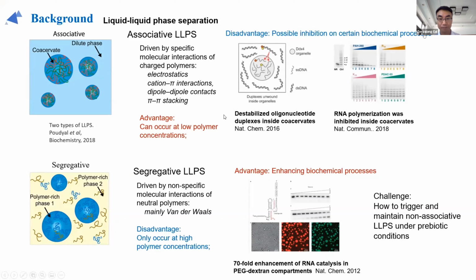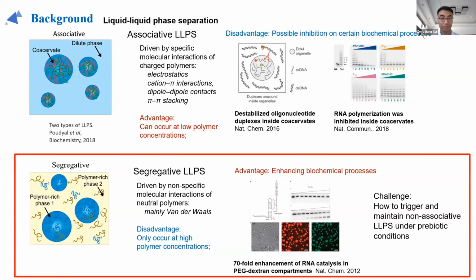Another approach to LLPS is so-called segregative or non-associative LLPS. Essentially, this is driven by non-specific molecular interactions of neutral polymers, mainly through van der Waals interactions. The advantage is that you can now enhance biochemical processes because these don't actively participate in the chemical reactions. However, the disadvantage is that you typically need pretty high polymer or additive concentrations. So the challenge is, how can we trigger and maintain these non-associative or segregative LLPS under very simple conditions such as those in the prebiotic world?